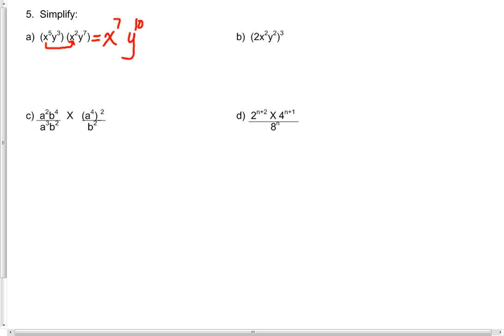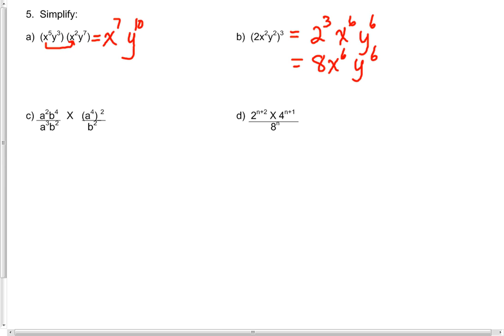B, I have 2x squared y squared to the 3. That means everything in that bracket is cubed. It means 2x squared y squared times 2x squared y squared times 2x squared y squared. But I have 2 cubed, x squared cubed, which I multiply the exponents, y squared cubed, which becomes y to the 6th. So best answer would be 8 x to the 6th, y to the 6th.